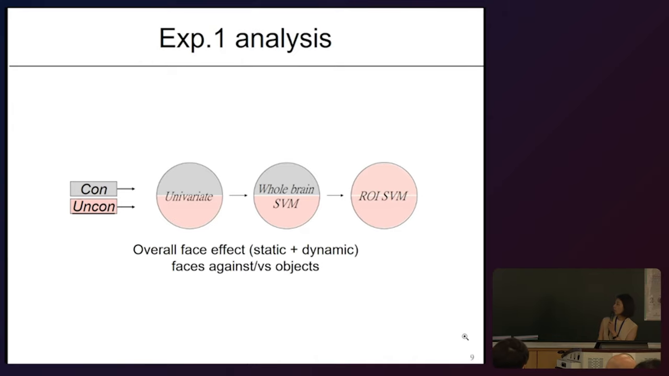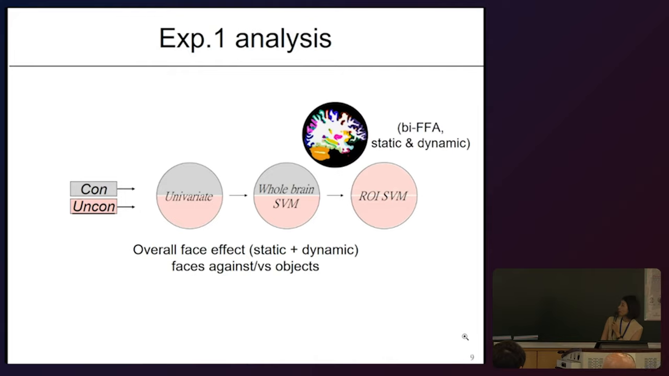During experiment one, for the first two parts of analysis, we always focus on the overall face effect. That means we always combine static and dynamic trials together and always compare faces against objects. As for ROI here in experiment one, we use individual-based data and we focus on FFA, but this time we examine static and dynamic stimuli separately. And notably, our analysis was only done for the unconscious condition. In these experiments, we recruited a total of 16 participants.